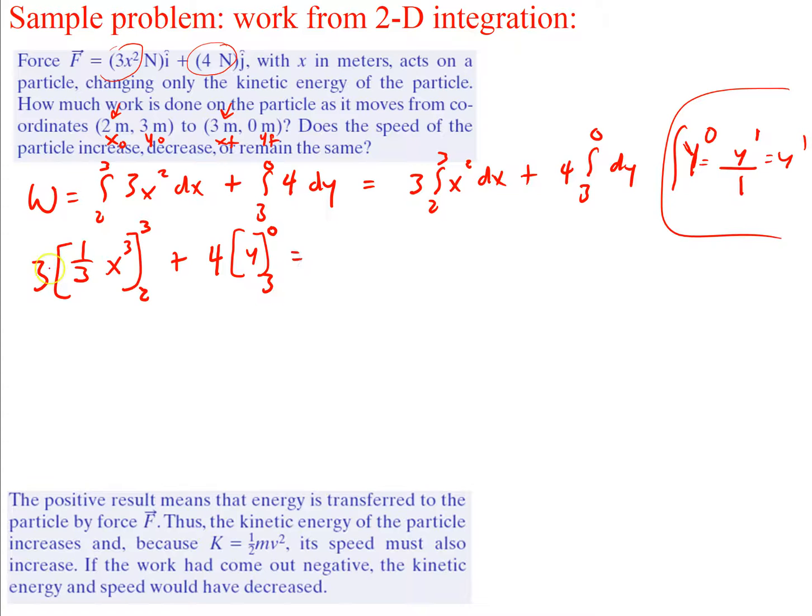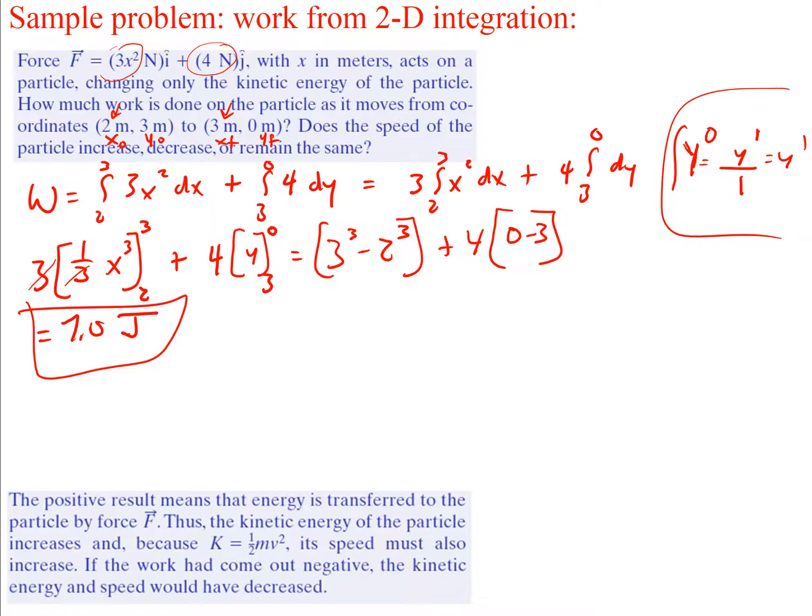Now, solving these out, these 3's are going to cancel out, so we don't have to worry about that. So we have x cubed, and we put top minus bottom when we solve these out. So it's going to be 3 cubed minus 2 cubed plus 4 times 0 minus 3, right? Because 0 minus 3. All right, so this just gets us a result of 7.0 joules.